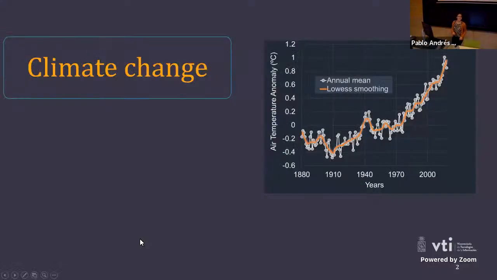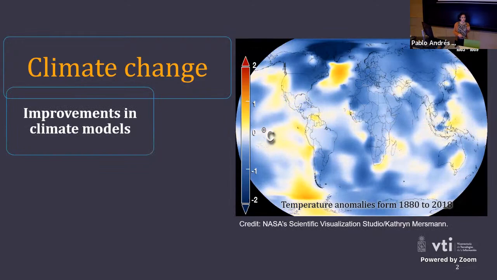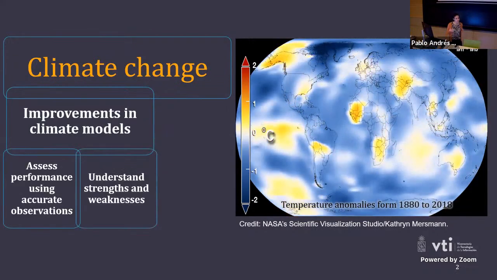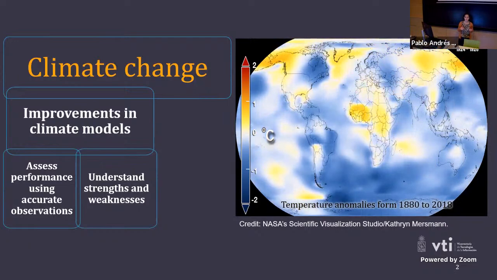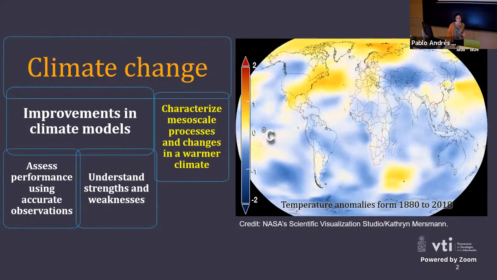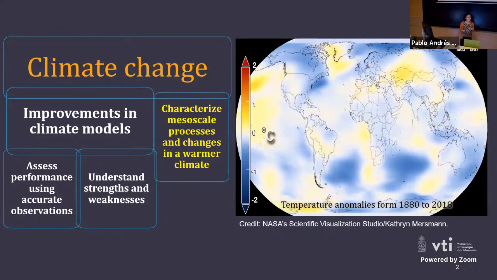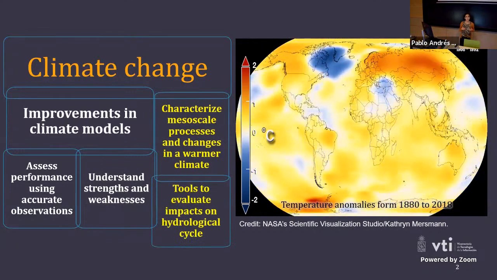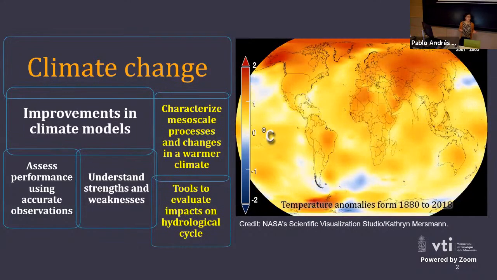There it is. Okay, so climate change has pushed improvement in atmospheric modeling. One of those advances is related to our capacity to better simulate a higher spatial and temporal resolution in the atmosphere. And that's a critical step forward to be able to explain heterogeneous patterns of the climate change impact in the atmosphere. This new stage of models needs to be assessed with accurate observations, to understand better their strengths and weaknesses. With that kind of information, these new model outputs, we can characterize mesoscale processes and their changes in a warmer climate, and also provide tools to impact studies in different earth sciences, such as hydrology.